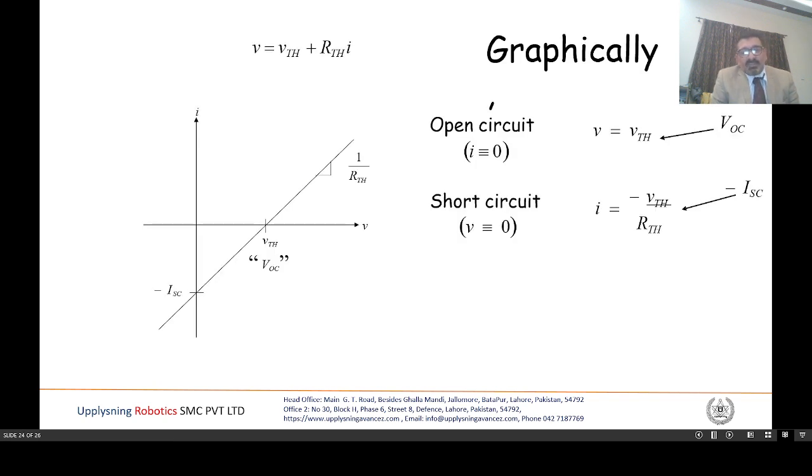So this is a graphical representation. You can see V Thévenin acts as the open circuit voltage. You can see this at the point of the open circuit, where the current I becomes 0, and for the short circuit the voltage V is equal to 0. Then we can easily write V is equal to V Thévenin plus R Thévenin times I.